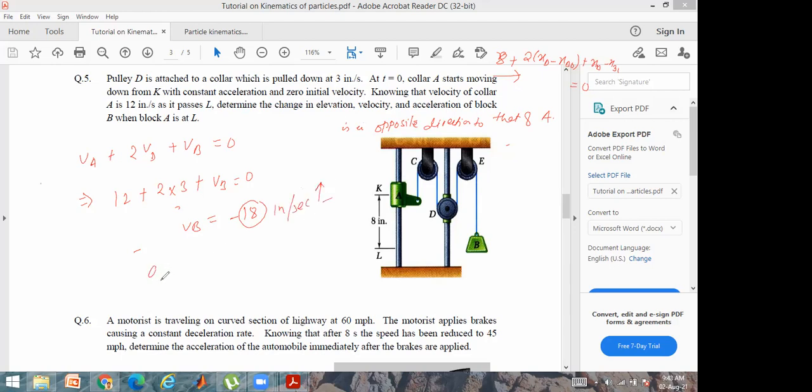So for acceleration, a_A plus 2a_D plus a_B equals 0. The acceleration of A we found earlier was 9, so 9 plus 2 times a_D plus a_B equals 0. But now we need to find the acceleration of D. Once we find that, we will be able to find the acceleration of block B. So what will be the acceleration of D?